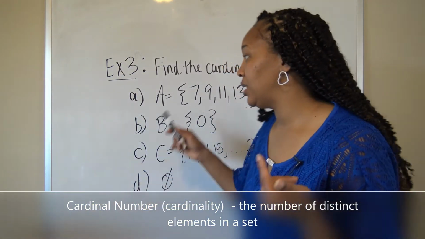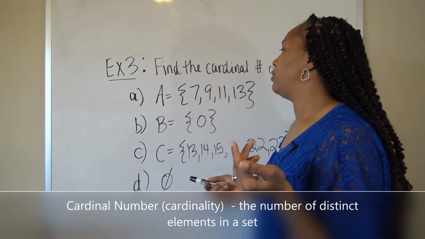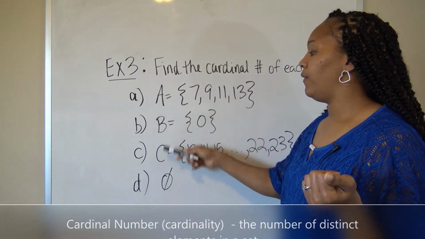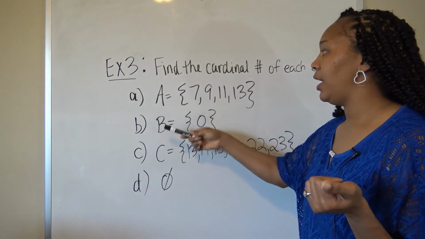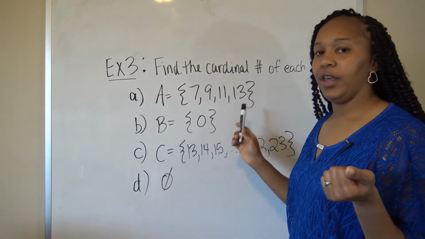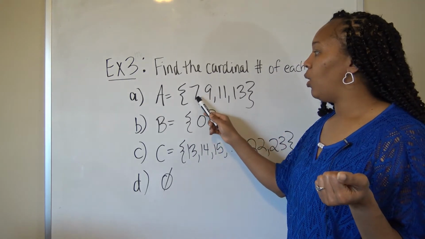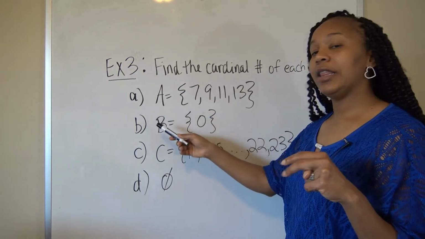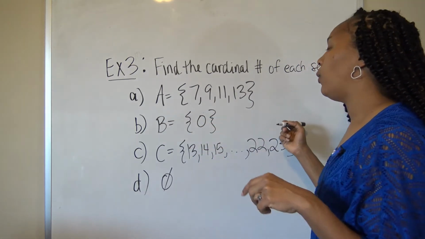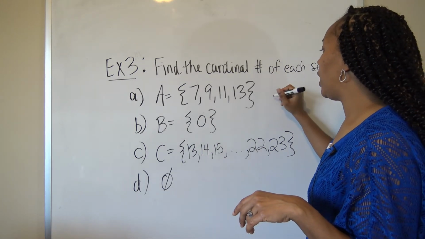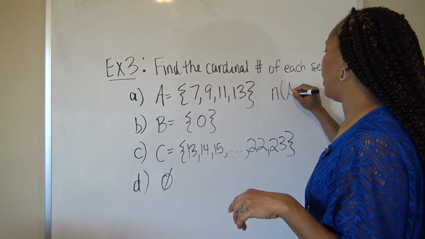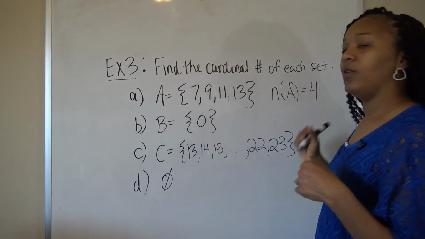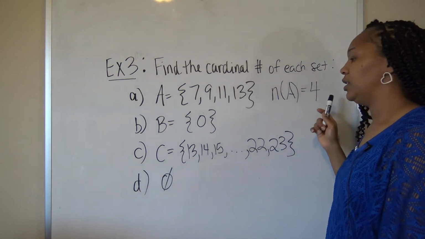So we're going to look at some examples where we actually count the cardinal number of each set. So for example 3, we want to find the cardinal number of these 4 sets. So starting with set A, it has 7, 9, 11, and 13 in it. That means there are 1, 2, 3, 4 numbers in this set. So the cardinality of A will be 4. Now we write that like this. We call it N of A. That's like saying the number in A is equal to 4. So the cardinality of A is 4.